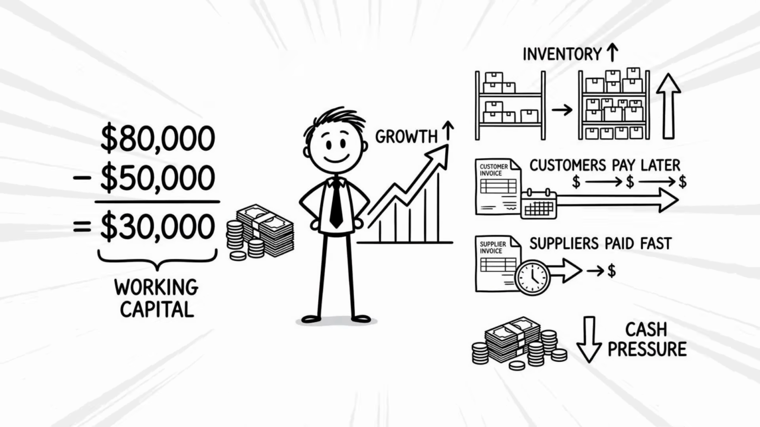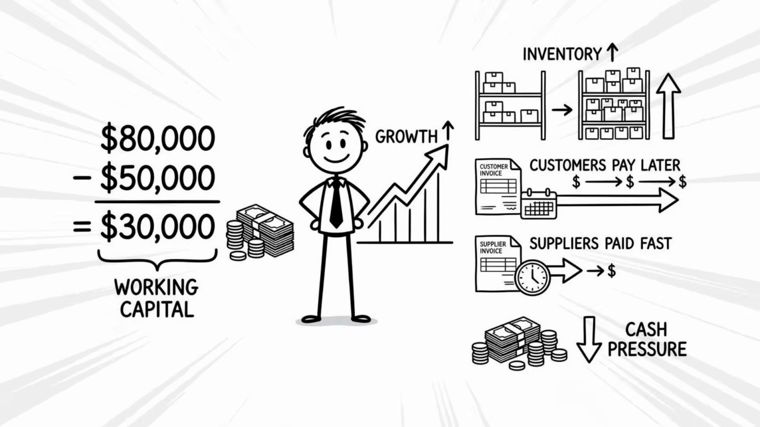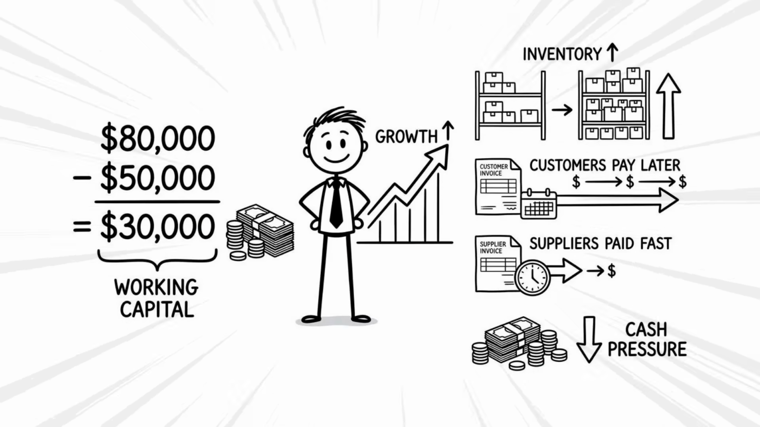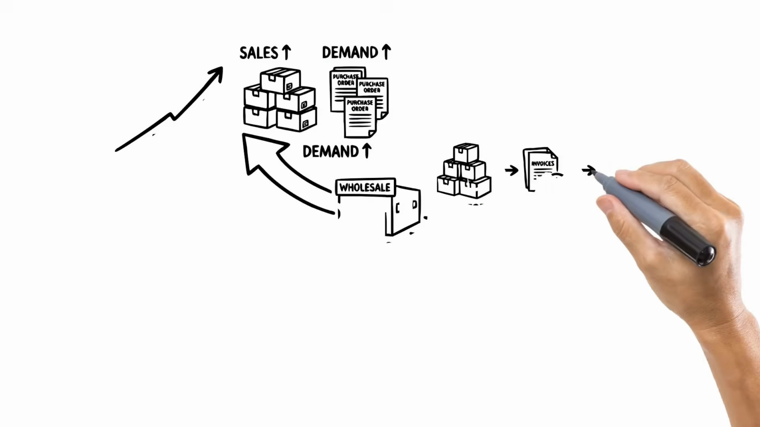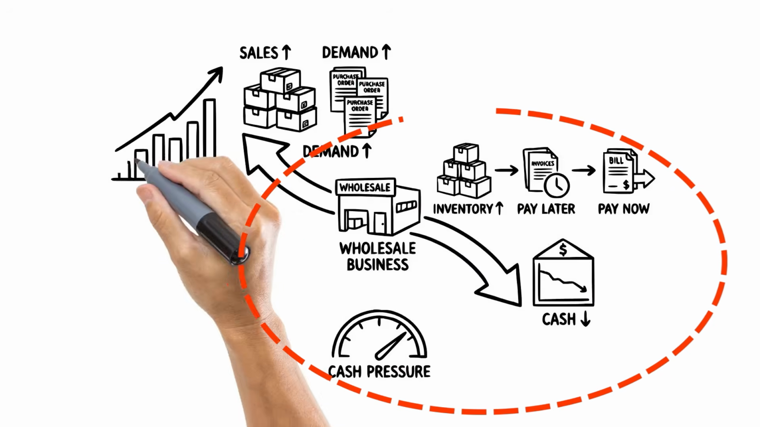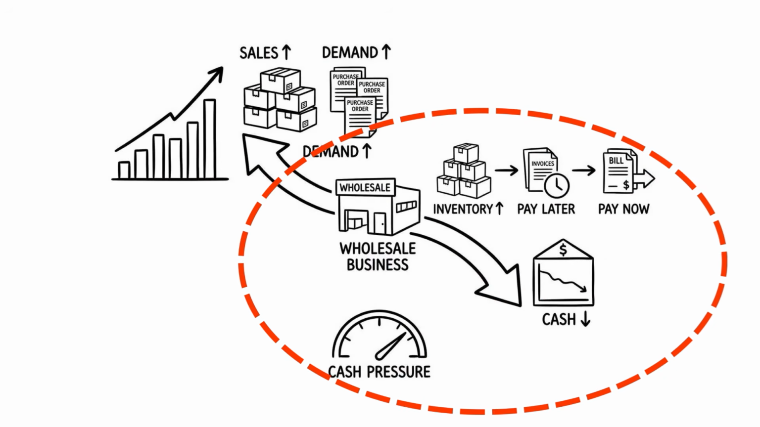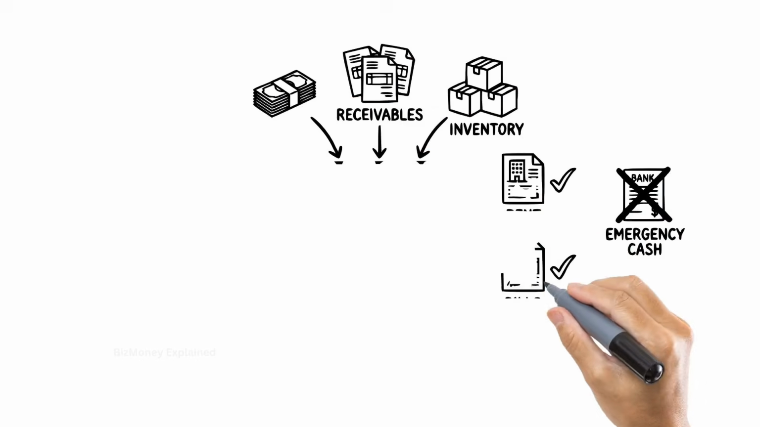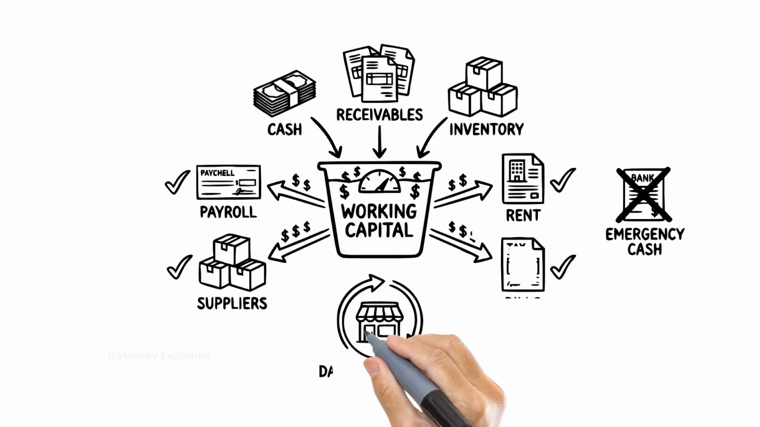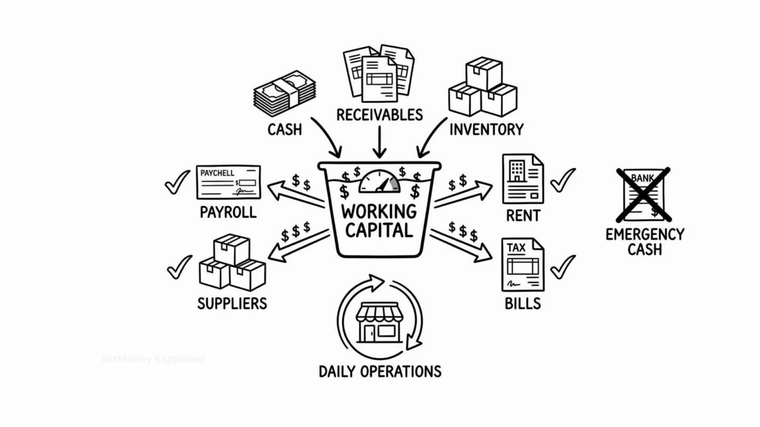Now imagine the company grows rapidly. It purchases more inventory and gives customers longer payment terms, while suppliers still expect quick payment. Sales increase, but available cash becomes tighter. This is why growing businesses can experience financial pressure even when demand is strong. Working capital shows whether the company has enough short-term financial resources to support everyday operations without constantly searching for emergency cash.